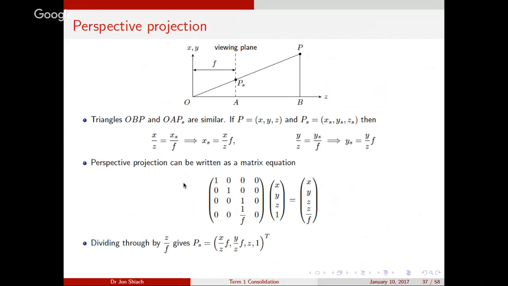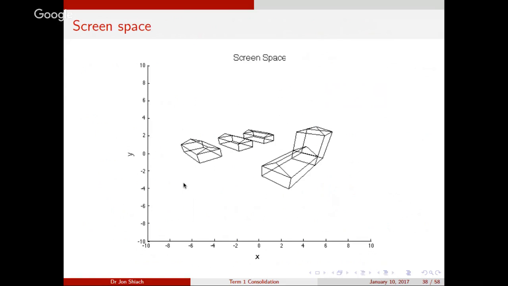Again, it's a matrix multiplication. You multiply all your aligned world space coordinates by that matrix. Don't forget, you've got to divide your x, y, and z coordinates by whatever the fourth row is to give you your screen space coordinates. Okay, that's what you get.